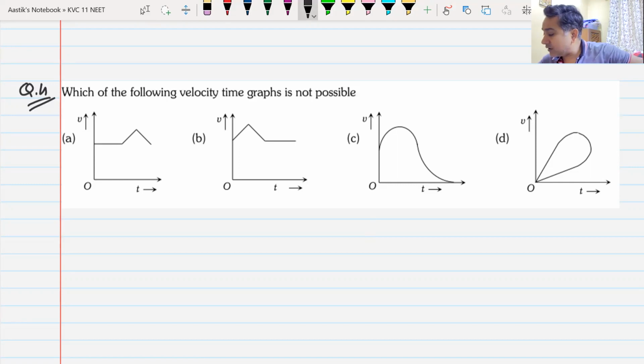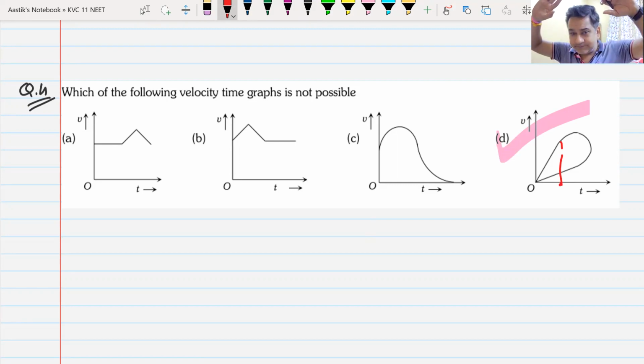Graph number 4. That is not possible. As you can see, at any given time, it is having two velocities. It is not possible in this universe. That is why this graph is not possible. Everyone understands this, yes or no? Well done. That means we are doing great.